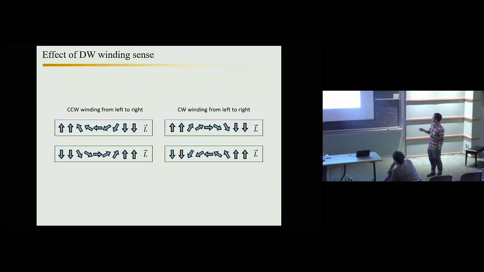There are four types. Starting from left to right, there's counterclockwise winding, so think of this as sort of a winding number, maybe going this way. You can time reverse that. It's the same winding, but the orientation of the spins are reversed. Or there's clockwise winding, and again, there are time reverse pairs. So there are four types of domain wall you can realize.